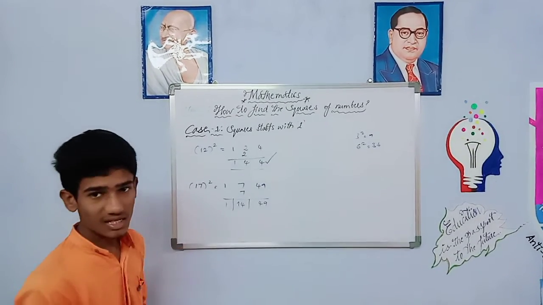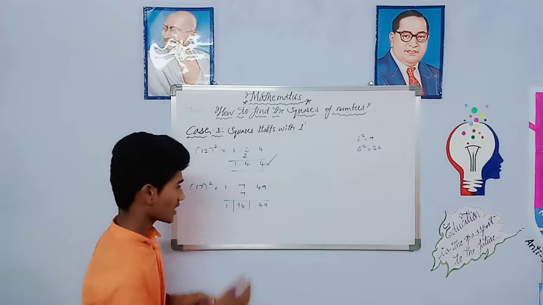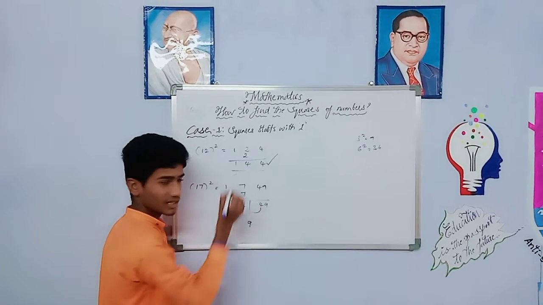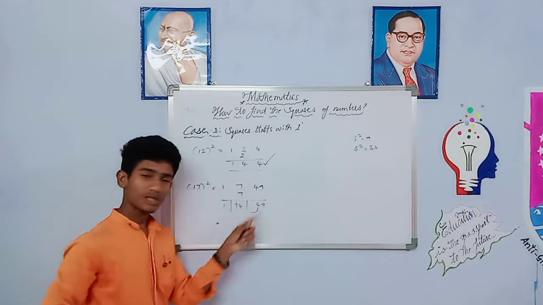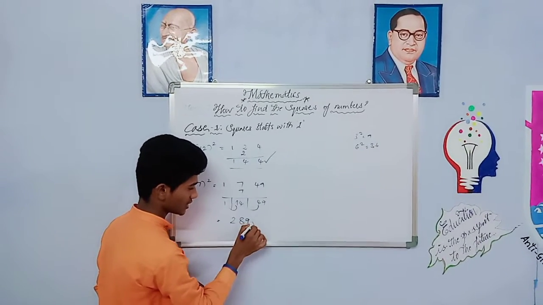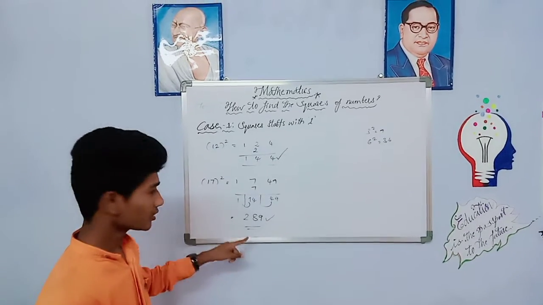But in the second case we have got 2 digits, so that's why we have to carry. Here 9. Next, 4 carries to the 14. If we add 14 plus 4, 18, we will get 8 and carry 1. Next, 1 carries to 1, 2. 289. Yes or no? This is our answer. 17 square equals 289.